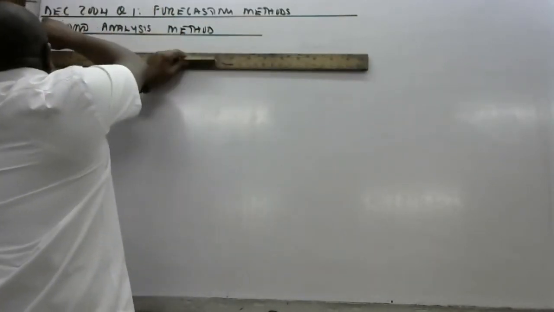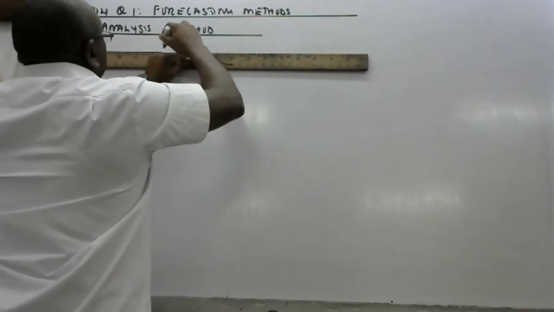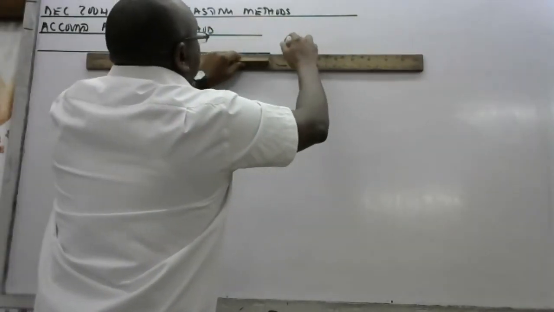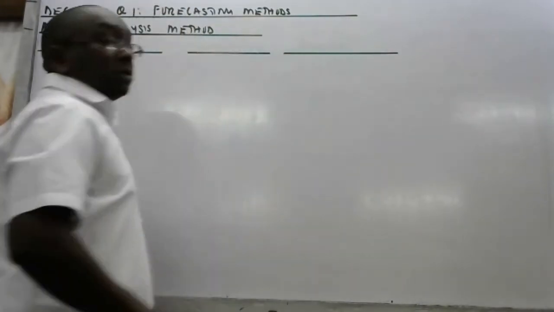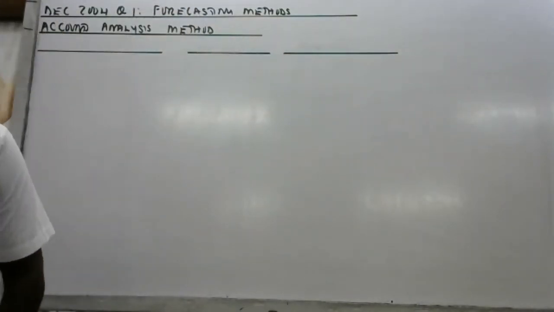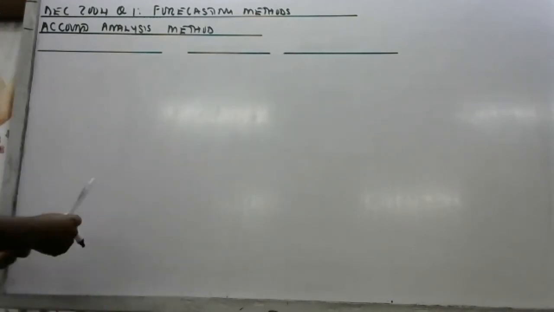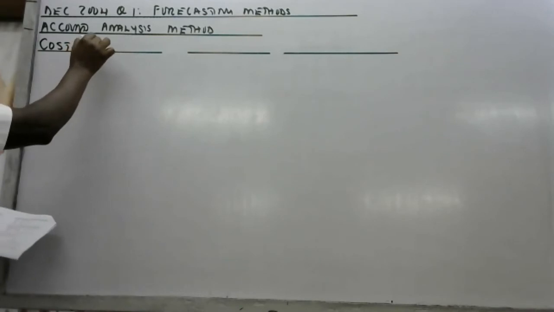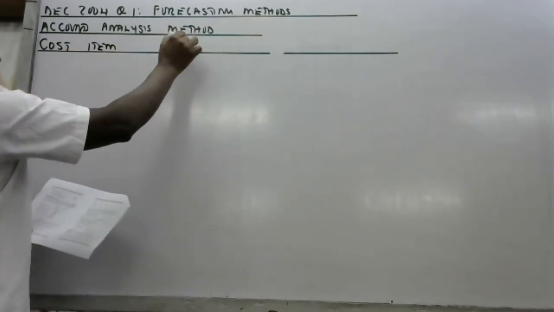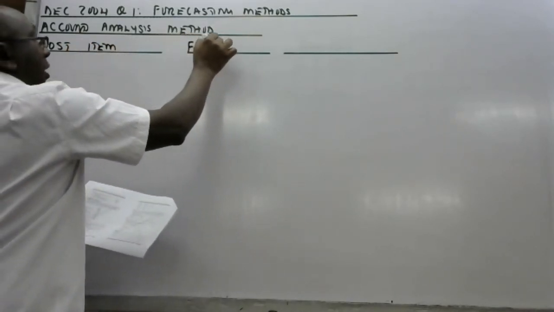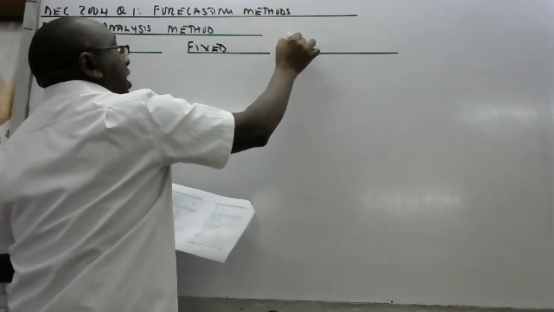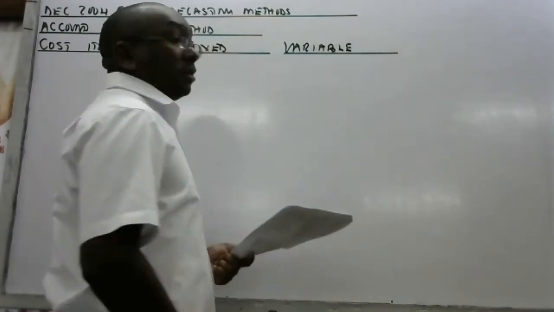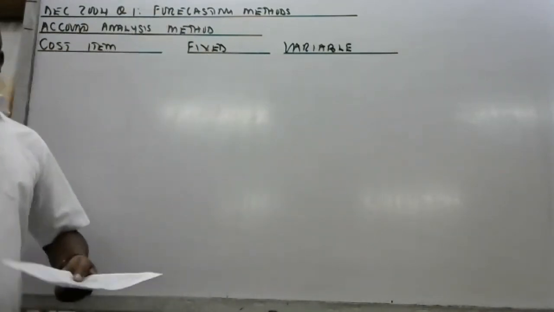So in the accounts analysis method, I told you what you do. You classify the costs. So we have the cost item, then the fixed goes here, and then you have the variable here.